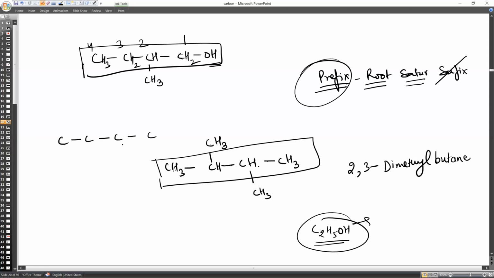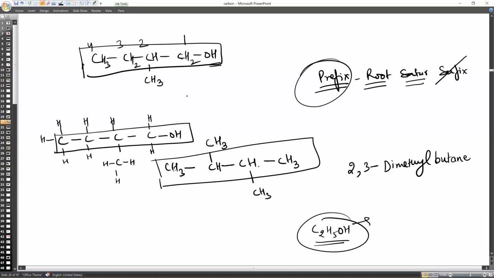Okay. We have 4 carbon. Here we have CH3 like this. Here also we have CH3. Here we have CH2, and we have hydrogen here. We have CH2 here, and this is OH. So the carbon with which the functional group is attached should be in the chain. So this is in the chain. Now, what should be the name of this one?